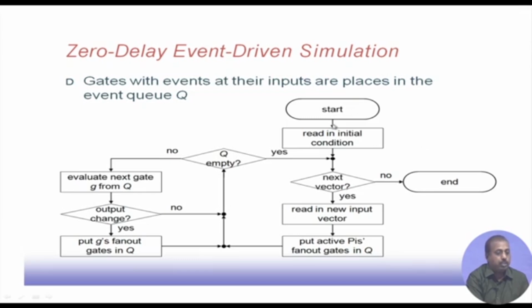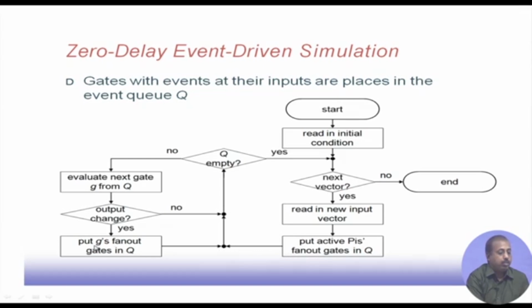The flow chart may be like this. We start and read the initial condition. After the initial condition has been read, we check whether there is any test vector pending. If a test vector is pending, we read the next input vector and put the active primary inputs' fan out gates in queue. Primary inputs are modified after reading this input vector, so whichever primary inputs have changed, their fan out gates are put into queue.